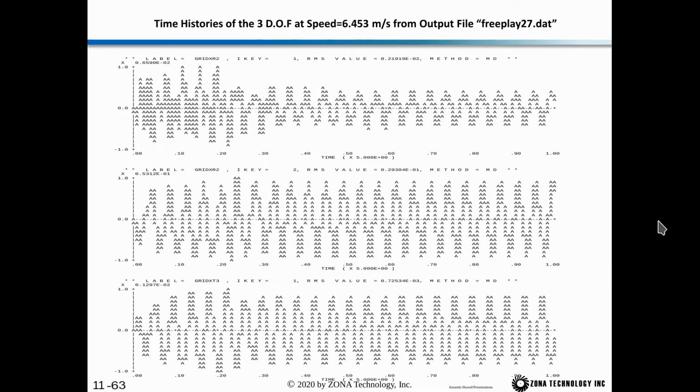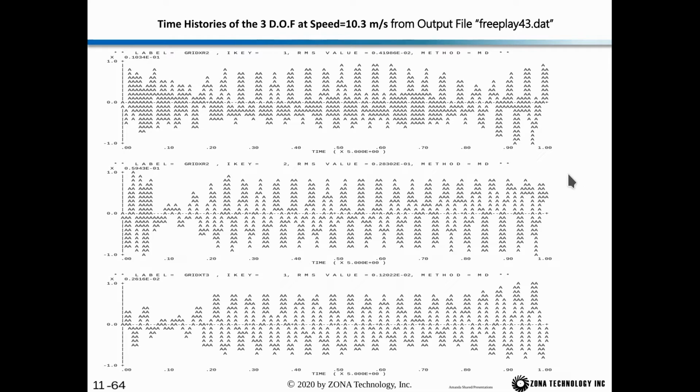Now if we look at the output file of ZAERO, this is the time history. We have grid 1, the rotational degree of freedom, grid 2, rotational degree of freedom, and then grid 1, vertical translation. This is for a speed of 6.5 meters per second. Moving on to 10.3 meters per second. This is our output in the output file generated by the MLD print card.